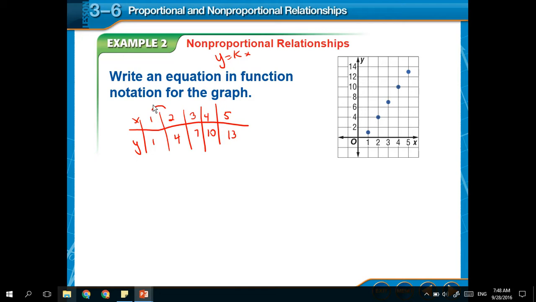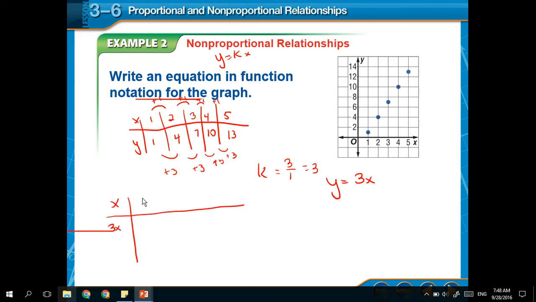If we're looking at this, the x values are going up by 1 each time, and the y values are going up by 3. So you would think that your k would be 3 over 1. The dependent variable is increasing by 3, independent is increasing by 1. Change in y over change in x. It's also the slope. But if I had the equation y equals 3x, putting in 3 for k, does this equation work? What does 3x give me? I would have 3, 6, 9, 12, and 15. But my y values, what I should be getting is 1, 4, 7, 10, and 13.